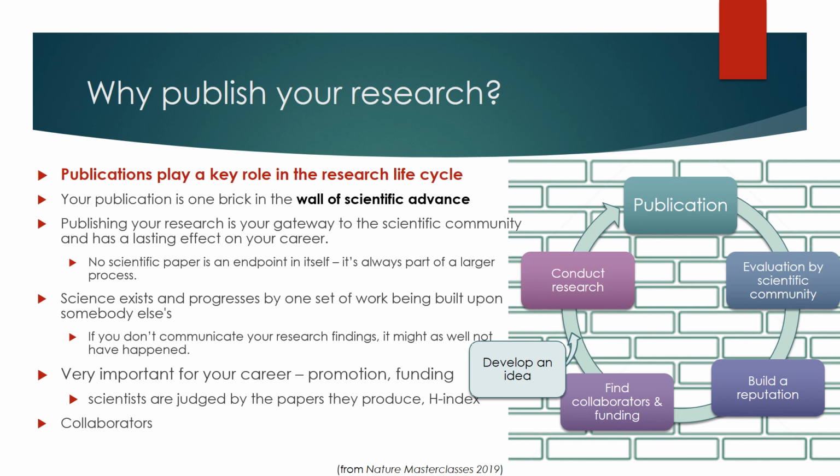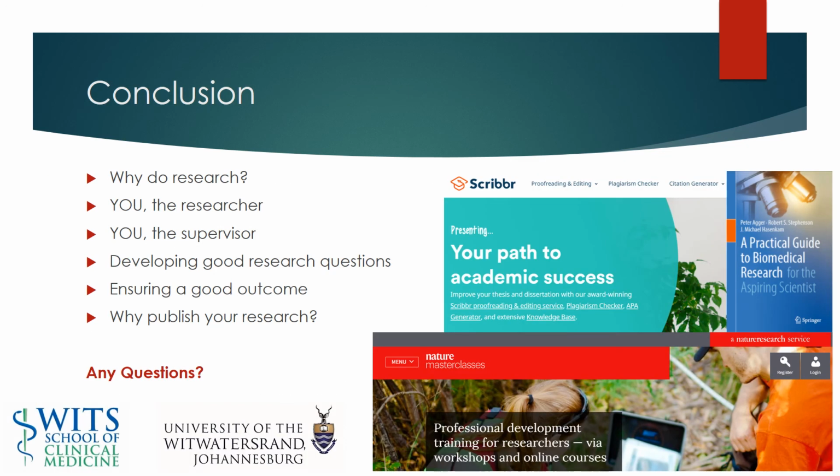Also, publication is very important for your career, for promotion, for future funding opportunities. Certainly, scientists are judged by the papers they produce, and again, the more your papers are published and cited, the higher your H index. And then collaborators. So you need collaborators. And again, once you've built a reputation, you will easily find collaborators and also funding. They will help you make an even better paper the next time. You will become part of their research as well. And all of this goes towards building your reputation in this field of interest.